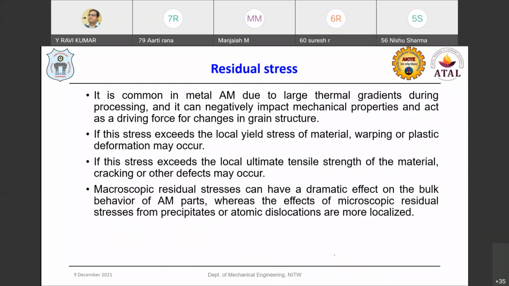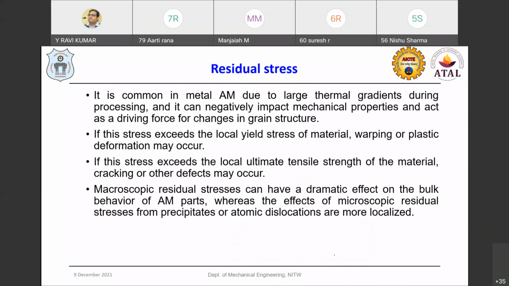And this balling effect is a very common issue even in metal AM due to the large thermal temperature gradient during the process, and it can negatively impact the mechanical properties and act as driving forces for changes in the grain structure and all.